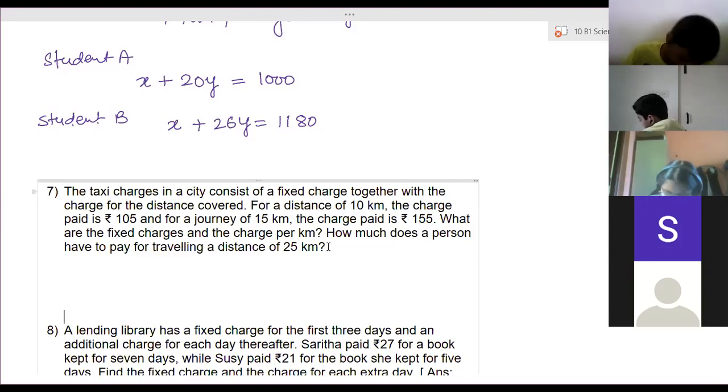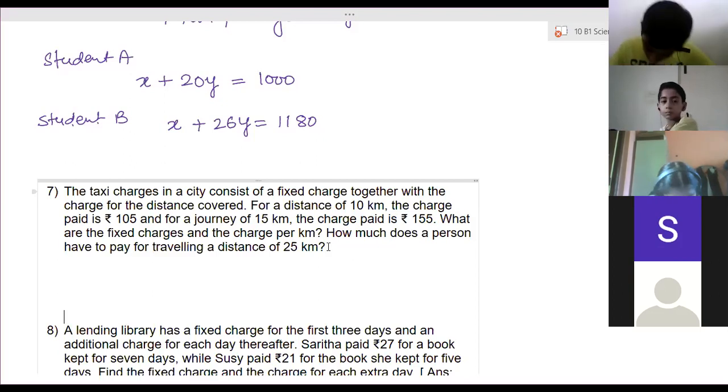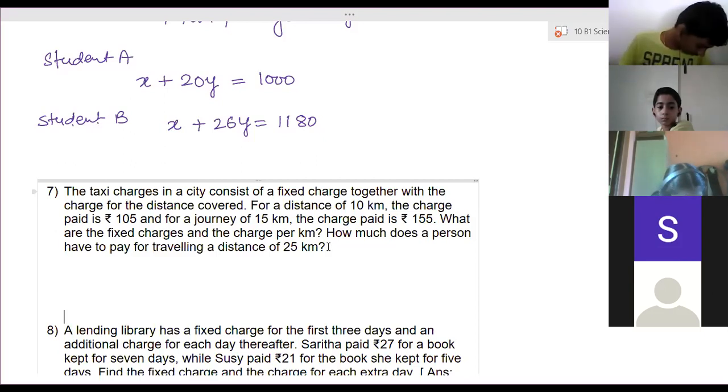Ma'am, to find how much a person has to pay for traveling a distance of 25 kilometers, we need to multiply 25 into y plus x. Yes, right. x plus 25y. Ma'am, when the charge is increased per kilometer, right? Charge of distance per kilometer, right?